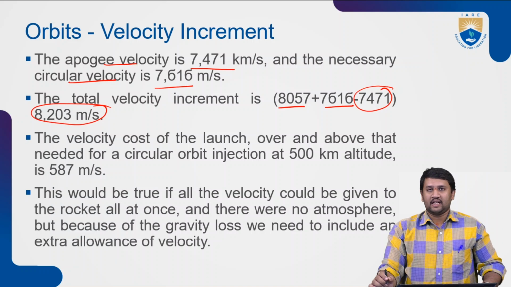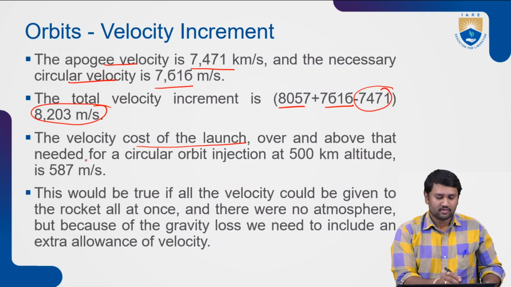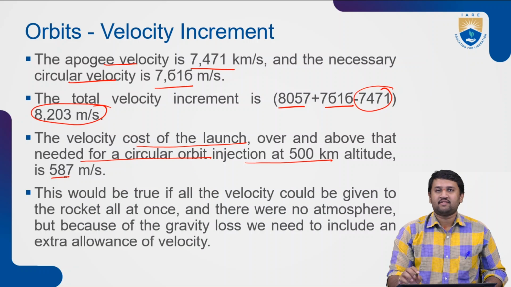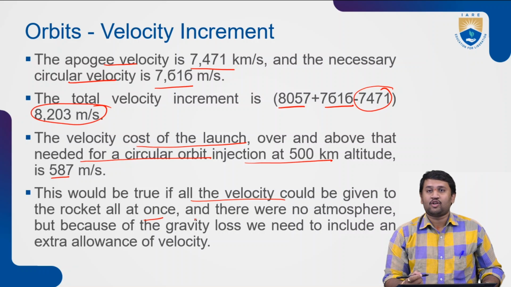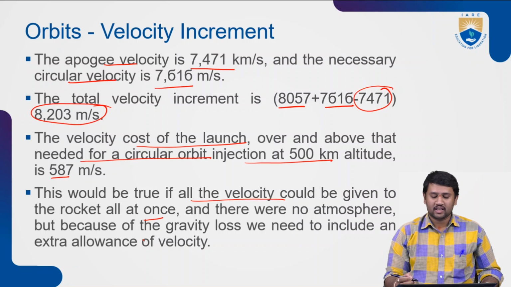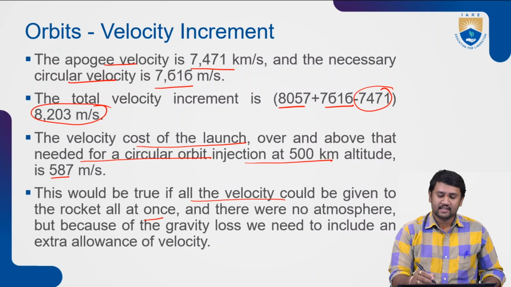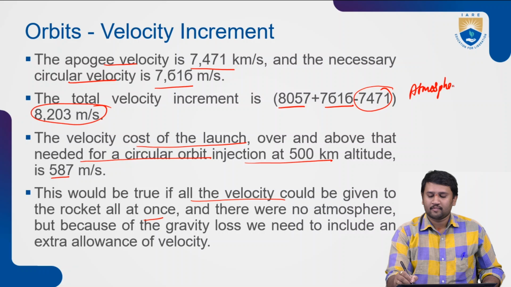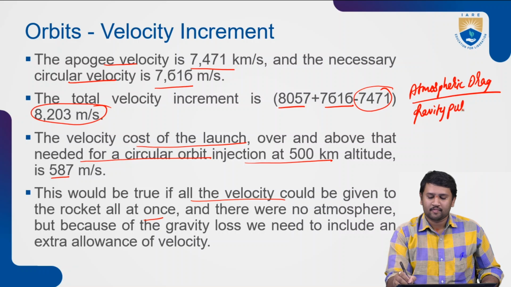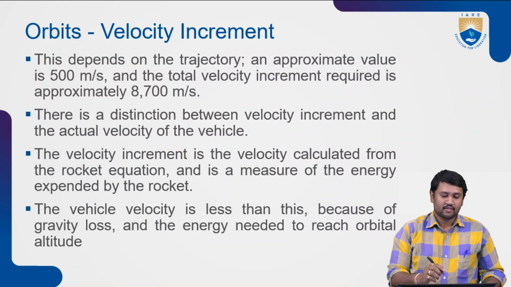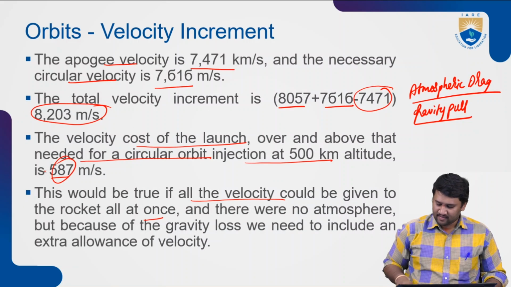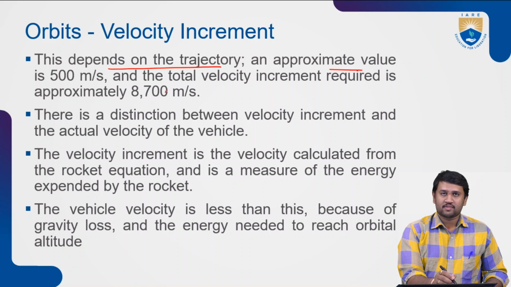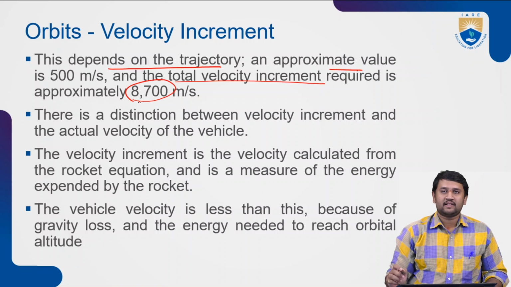The velocity cost of the launch over and above the needed circular orbit injection at 500 km is 587 meters per second. This would be true if all the velocity could be given to the rocket all at once, as if there was no atmosphere. But there is a gravitational loss, included as an extra allowance of velocity, due to atmospheric drag and gravity pull while launching. That particularly depends on the trajectory. The approximate value we discussed previously is 587, and the total velocity increment required is 8700.